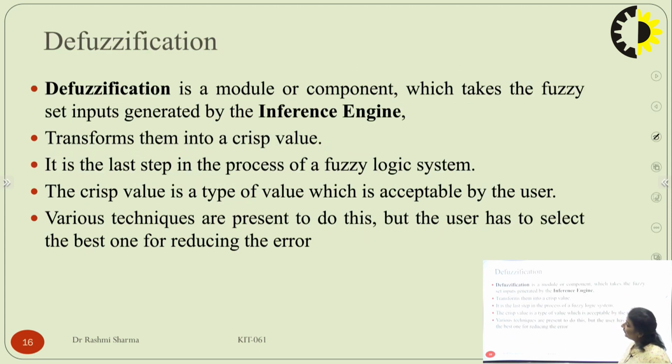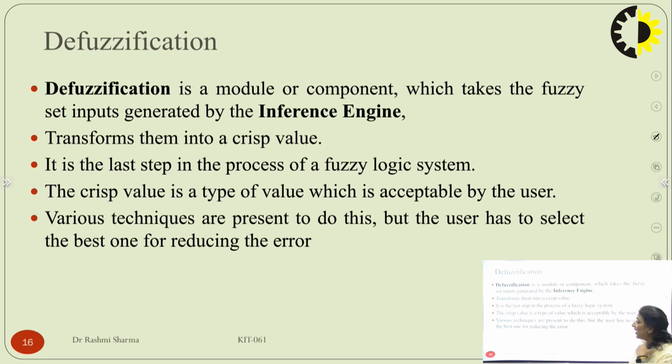Defuzzification is the module where we take the fuzzy values generated from the inference engine and convert them into the crisp value. It is the last step in your fuzzy logic system, and the crisp value is acceptable to the user.